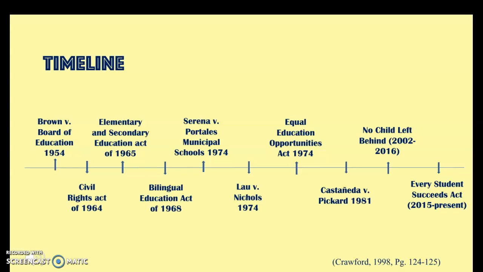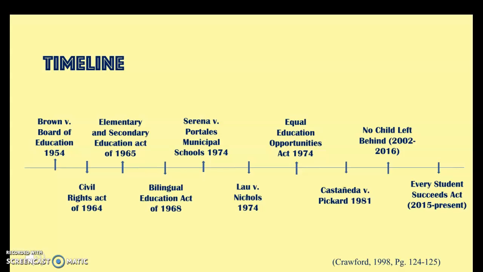students. The timeline begins with the court case of Brown v. Board of Education in 1954. After this was the Civil Rights Act of 1964. The next year, in 1965, the Elementary and Secondary Education Act passed. Following this was the Bilingual Education Act of 1968. Next, the Serna v. Portales Municipal Schools court case in 1974.